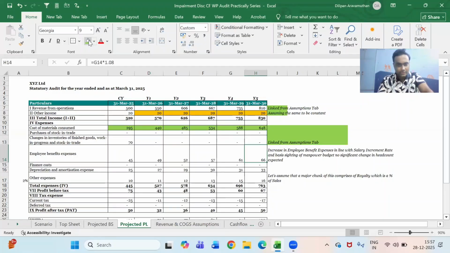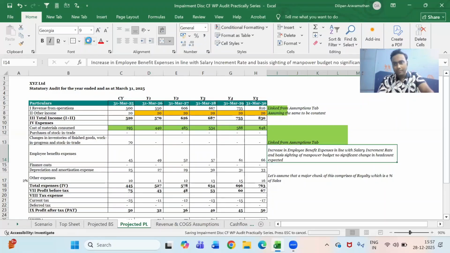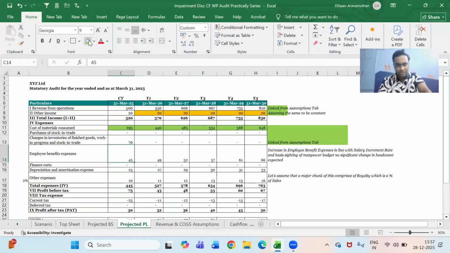Changes in inventory is also done. Employee benefit expenses. ABC Limited is actually a manufacturing concern, so it is not a service concern. If you look here also, employee benefit expense is not very large. As a percentage of turnover, I think it's not even 10% of turnover. It's not a very significant number.